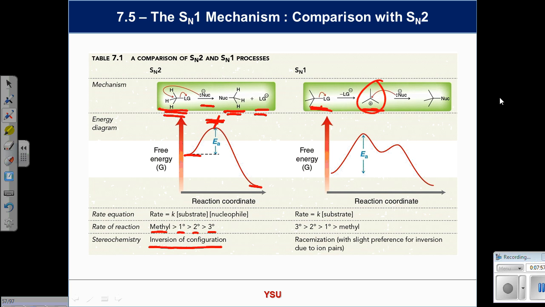That needs some help. It does form. We can prove it forms. It needs some help from the nucleophile, whatever that happens to be, and we get a substitution product. Notice the products are similar here. We do get substitution products, but the graph is quite different. This is stepwise. There's step 1 and there's step 2.